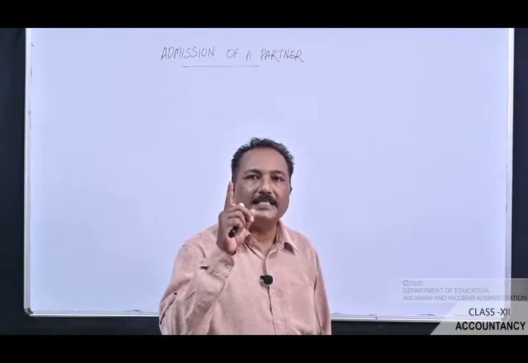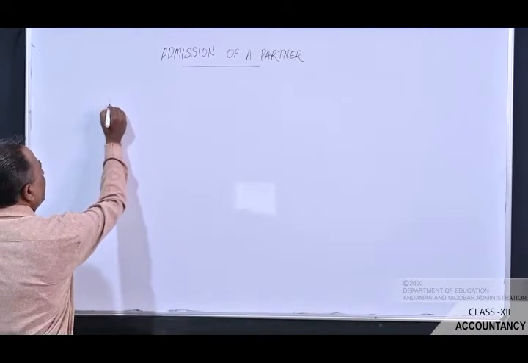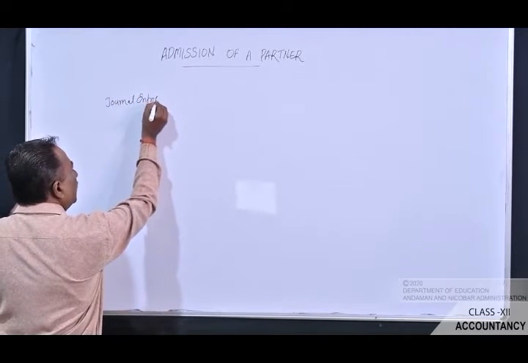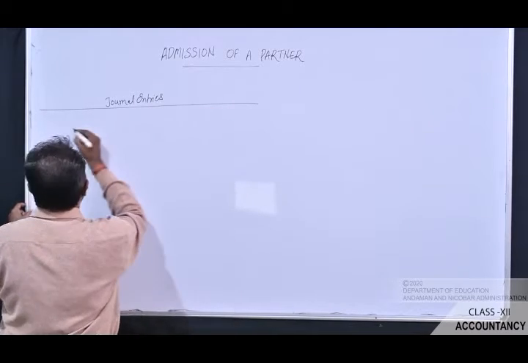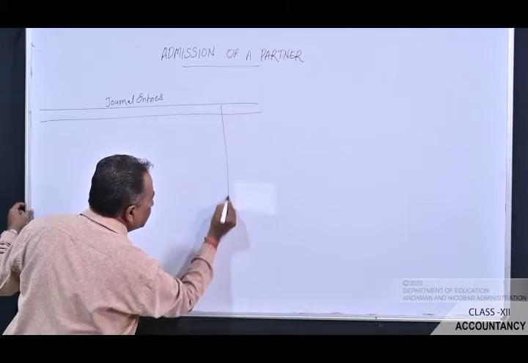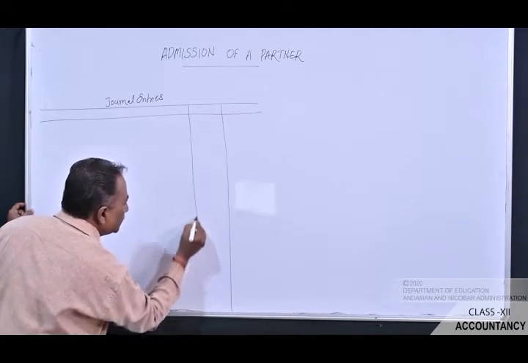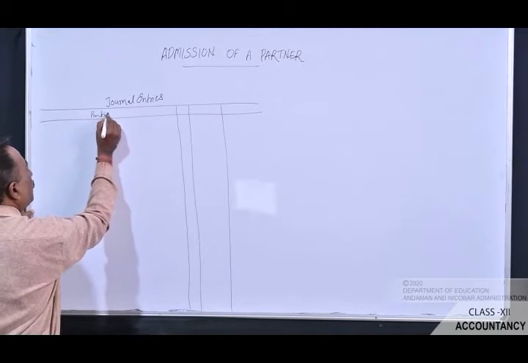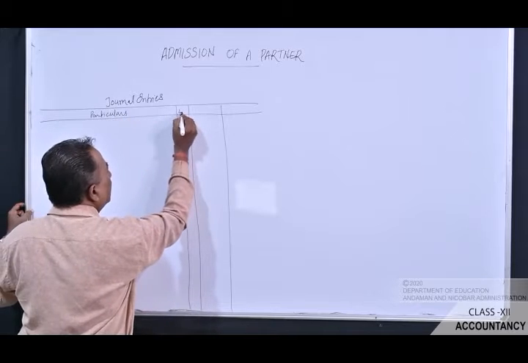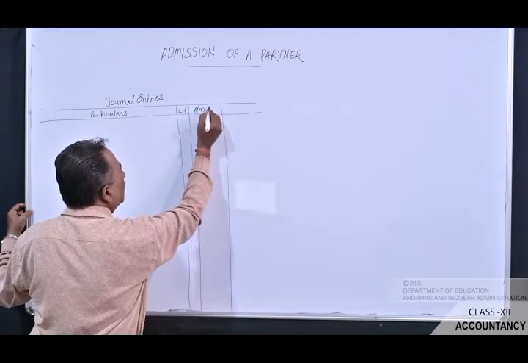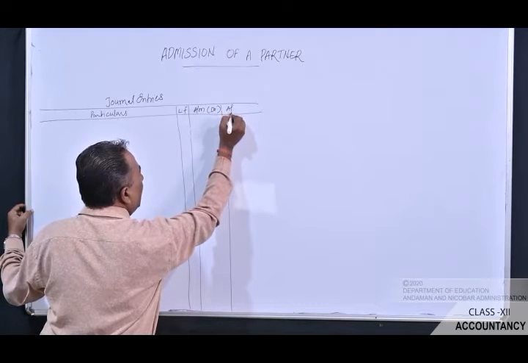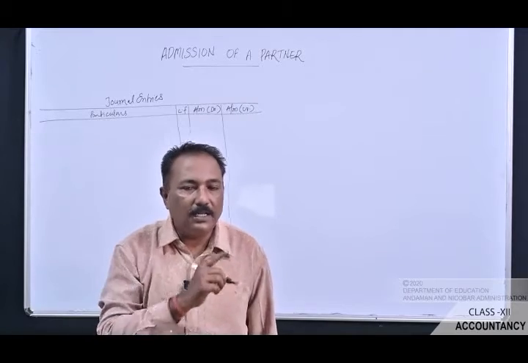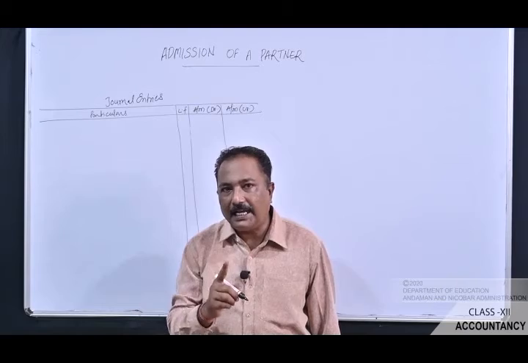So first you have to pass the journal entries. Now how you will pass the journal entries? Make the column journal entries. This is the column of credit amount. This is the column of debit amount. This is the column of ledger folio. The first column is of particulars, then ledger folio, then the debit amount and the credit amount. Now we will see how we will record the journal entries.